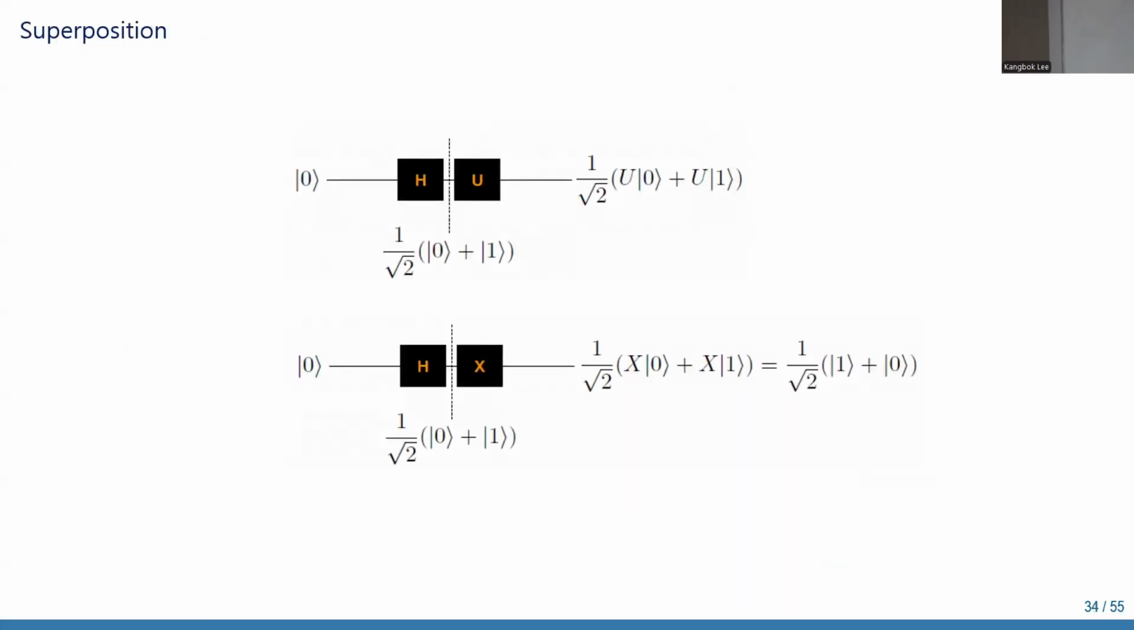Superposition. As I said, this is a very difficult concept, but mathematically, this is very simple. You have to know this is the superposition state. The Hadamard gate produces the superposition state. This is a unitary operation. So you can write like this. Mathematically, this is not so difficult. The X gate means changing 0 to 1, 1 to 0. So this is really not so difficult.